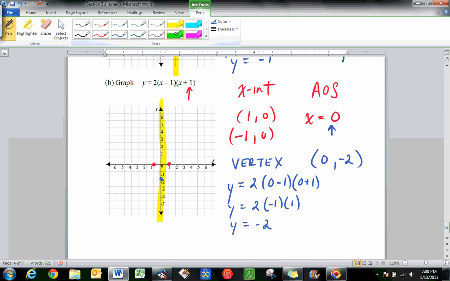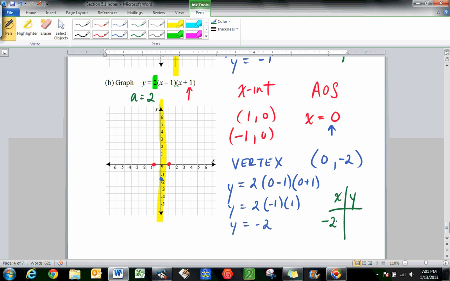Now, in looking at this, our a value is +2. So we know it's going to open up, but that it's going to be a little bit skinnier than your standard parabola. Again, my vertex is kind of close to the x-axis and doesn't give me as clear a picture of the parabola as I would like. So here it's probably a smart idea to go ahead and plot one more t-chart point just to get a clear picture. And in this case I'm going to use a -2.